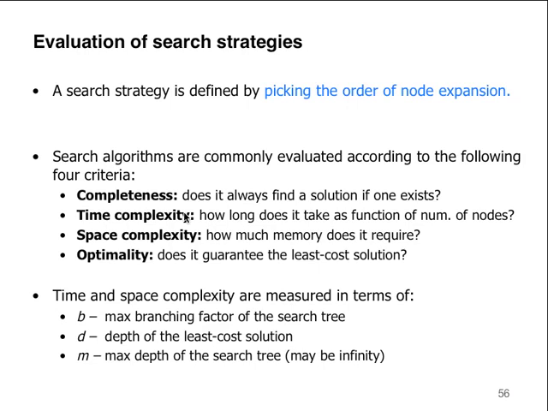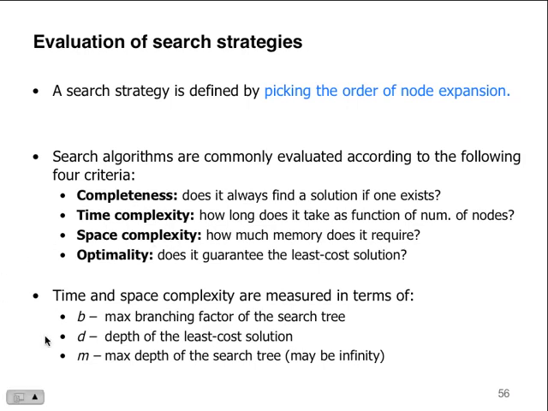Time complexity, in terms of how long does it take for the function, given the number of nodes? Is it feasible in a real-time situation? Space complexity, which is also a problem, especially with mapping. How much memory does it require? And then optimality, does it guarantee the least cost solution? So in an AI solution, we make a compromise, and we come up with something that's acceptable as an answer, which is what you're doing in software development for the most part as well.